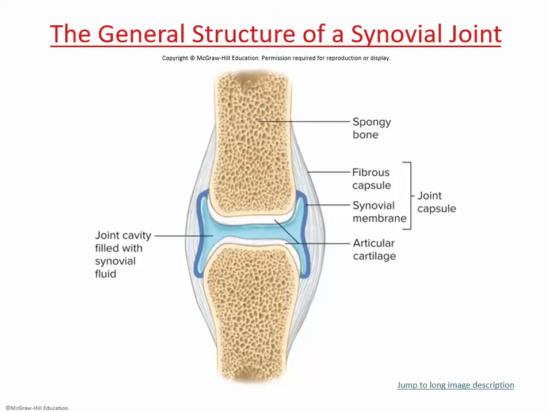So the typical structure of this is bone, hyaline cartilage, space, hyaline cartilage, bone. On the outside, there's a fibrous capsule. Lining the fibrous capsule, in fact, lining everything that's not covered in cartilage, is synovial membrane. The articular cartilage is hyaline cartilage. The joint cavity is filled with secretions of the synovial membrane.